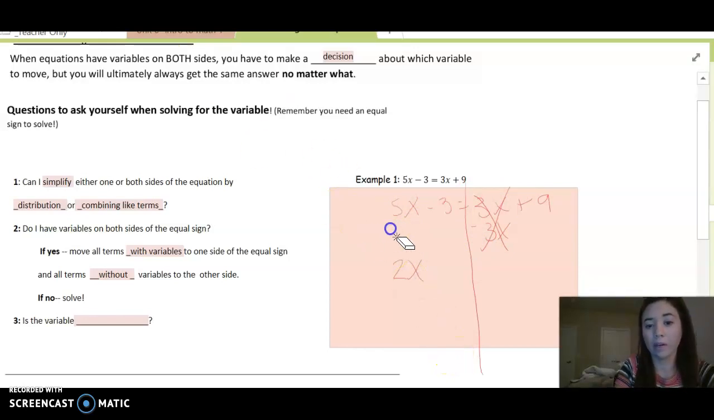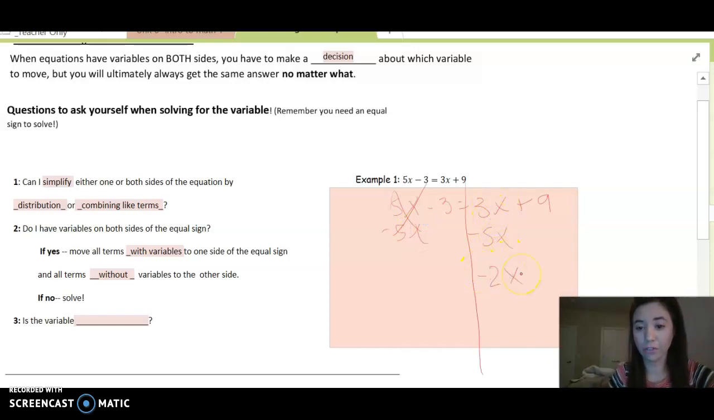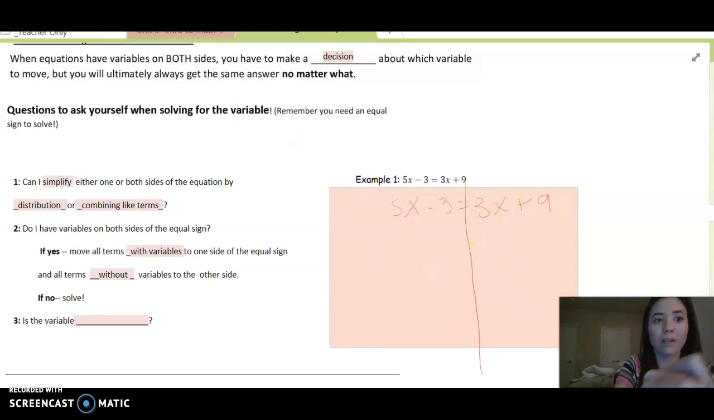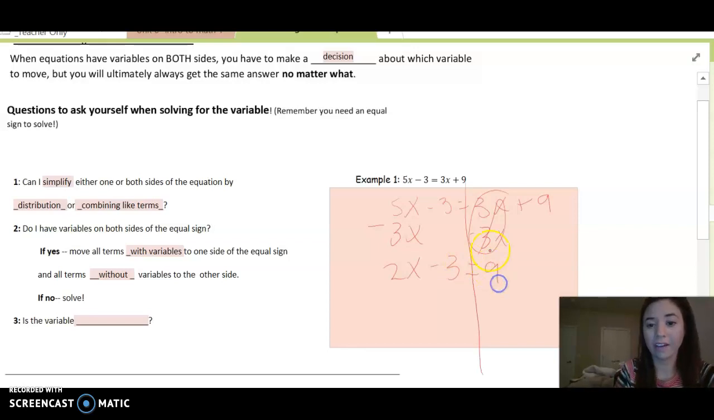I'm going to quickly erase this. If I moved the 5 and took 5x away from both sides, those cancel, but 3 minus 5 gives me -2. So if you move the smaller positive one, that's going to give you a positive overall. So again, we're going to subtract 3x from both sides. These cancel because they're inverses, and I get 2x minus 3 equals 9.